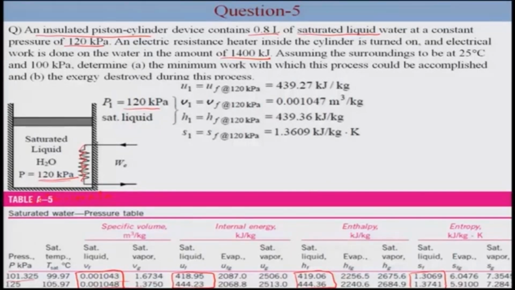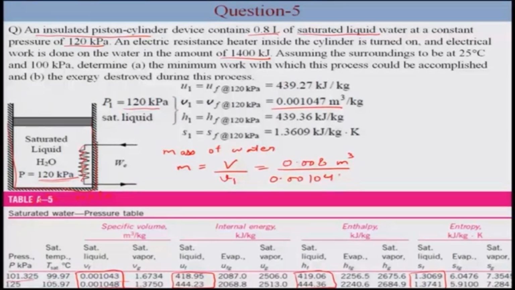So, the mass of the water in this device will be the total volume, which is 0.8 liter, divided by the specific volume. So this is equal to 0.0008 meter cube divided by the specific volume, which is 0.001047 meter cube per kg. So, the mass of the liquid is 7.639 kg.